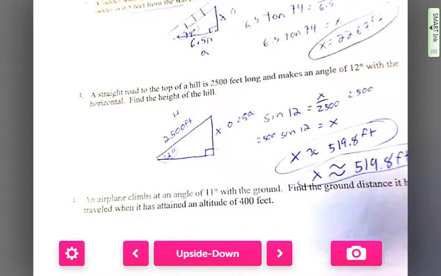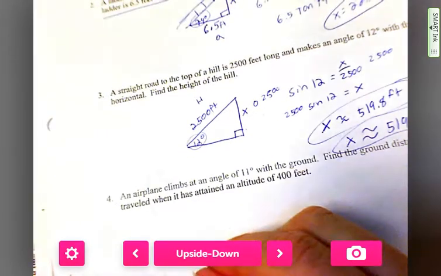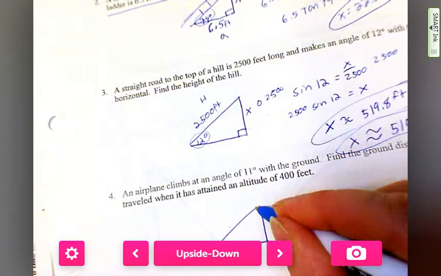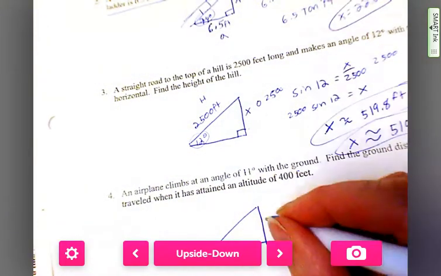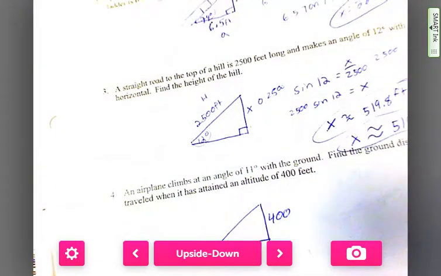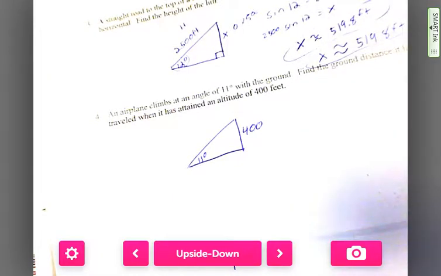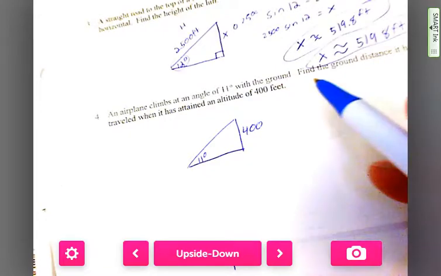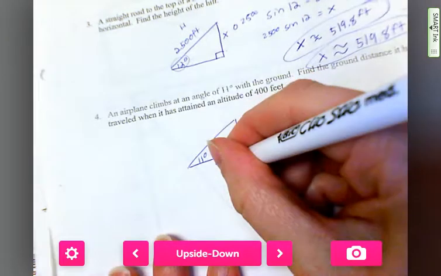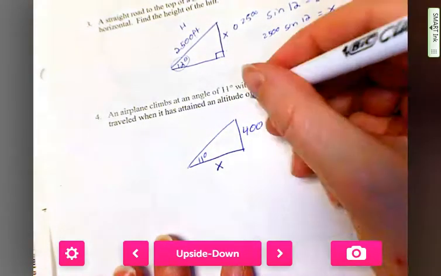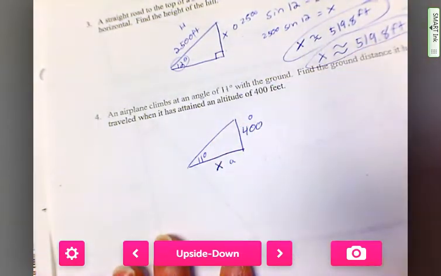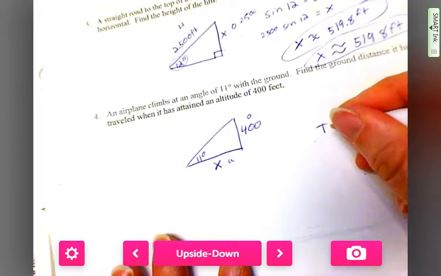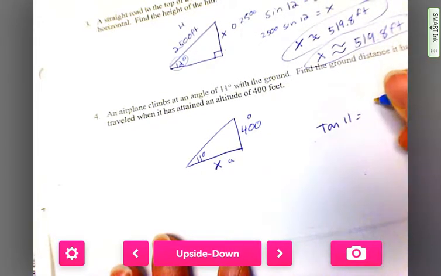Okay, let's do this one. We've got our triangle. It's 11 degrees. My altitude is 400. That's straight up and down. The biggest mistake I'm seeing is people put it on their hypotenuse. Altitude straight up and down. Okay, find the ground distance. Ground is on the ground. That's my opposite. That's my adjacent. So I'm going to use which trig function? So tan of 11 equals opposite 400 over adjacent x.